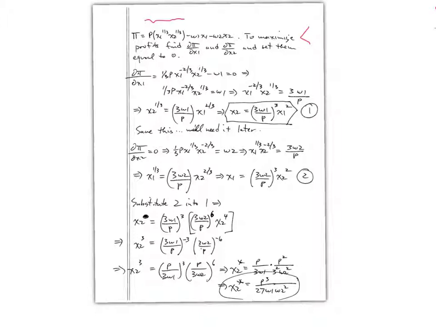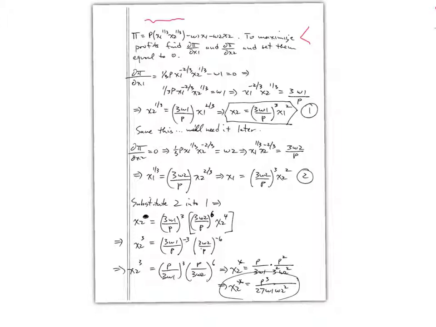So profit is PQ, or P x1 to the third, x2 to the third, minus W1 x1, that's our expense on input x1, and W2 x2, our expense on x2. So we have the profit equation down here, and this will be maximized when the derivatives of the profit equation with respect to input 1 and input 2 are 0. So we're going to find the derivatives and we're going to set them equal to 0.